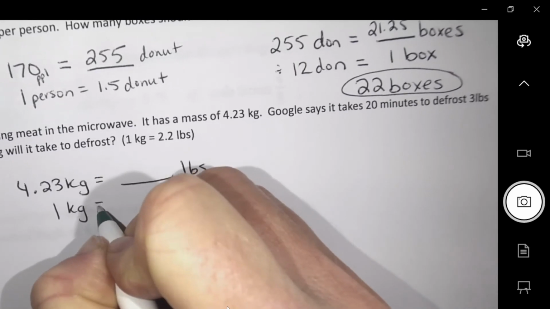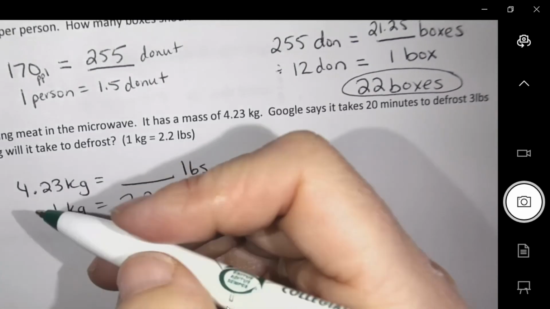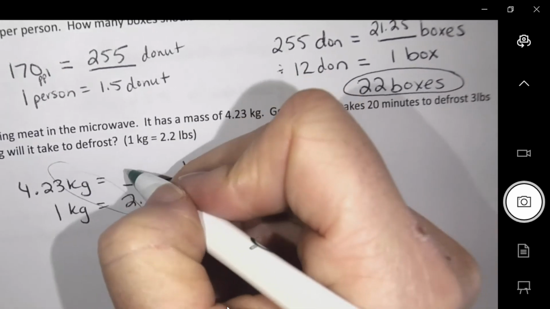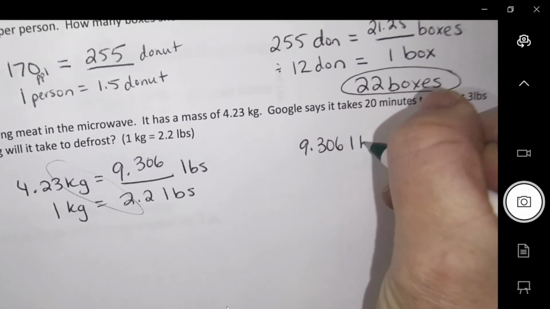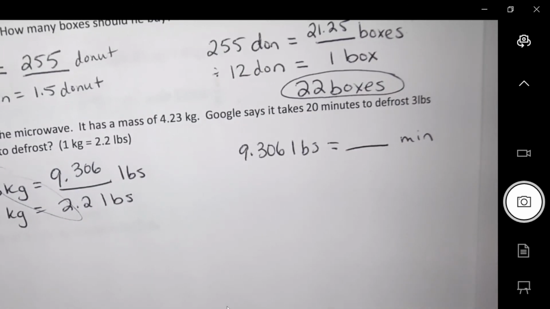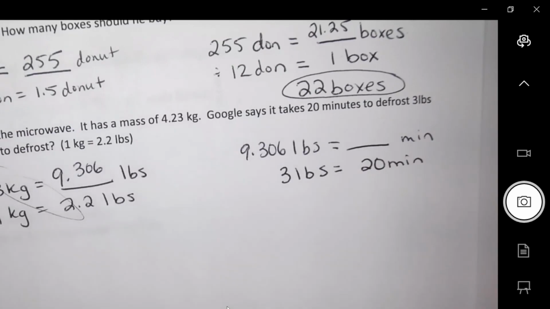1 kilogram is 2.2 pounds. So I'm going to multiply. So do you see how I've started every single problem up with the same ratio? So I have over 9 pounds of meat. Okay, here we go. 9 pounds will make how many minutes, or take how many minutes, when Google is saying 3 pounds will take 20 minutes.